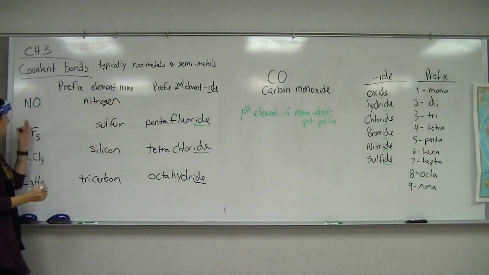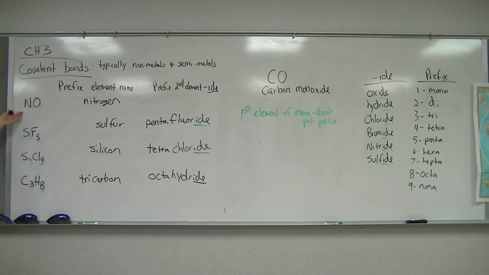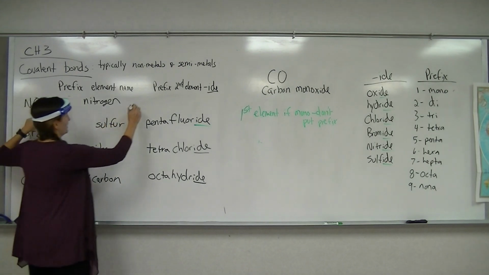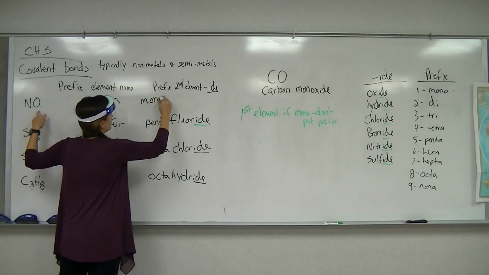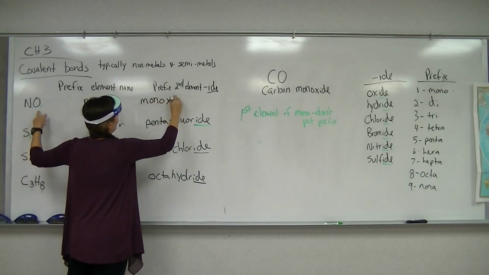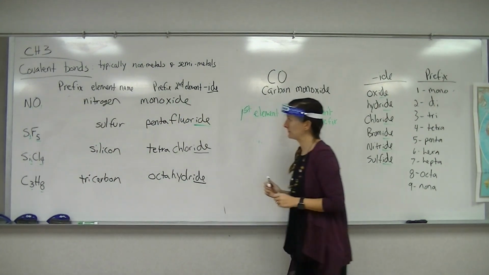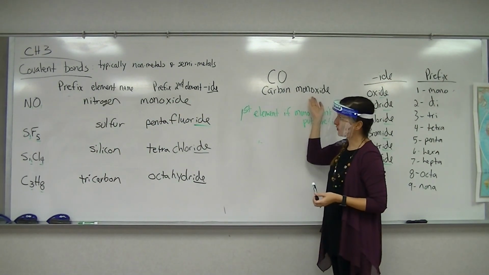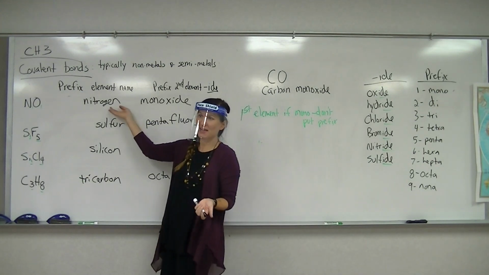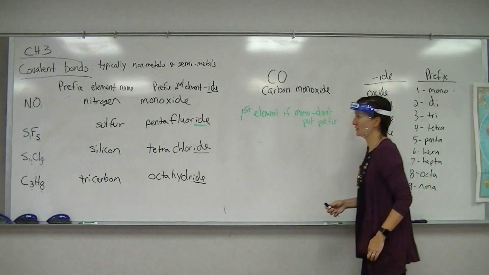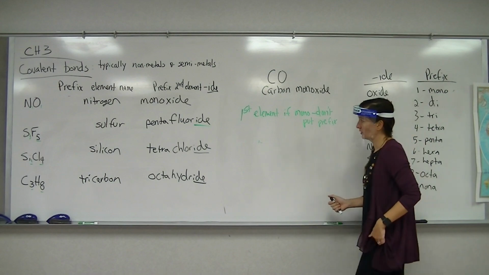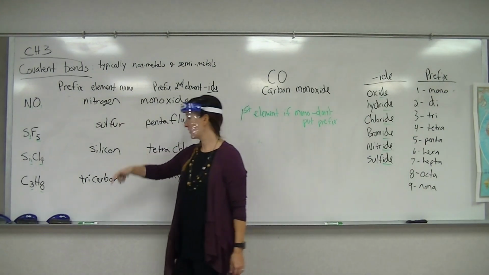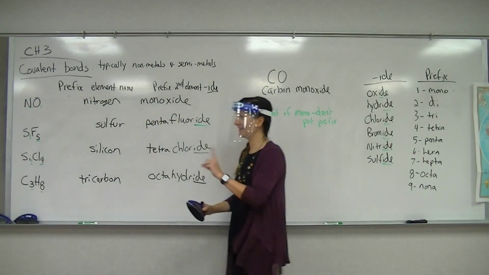No IDE ending, because nitrogen is the first element present. Oxygen is going to be, we do need a prefix on oxygen. There's only one of them, but it's the second element present, so we have to put the prefix. So mono, and then IDE ending, monoxide. Just like carbon monoxide, right? Except this time we have nitrogen with oxygen, so nitrogen monoxide. Honestly, I don't even know if that is a real compound, but we can name it.